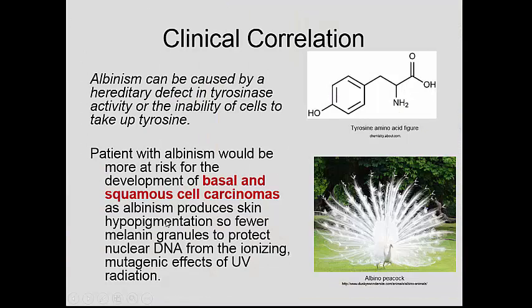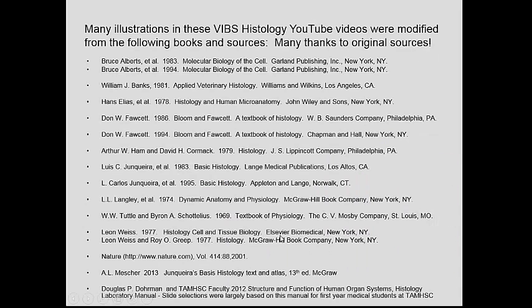So in terms of the clinical correlation, albinism is associated with failure to make tyrosinase, an enzyme that is important in making melanin. Here we see a peacock that's an albino.